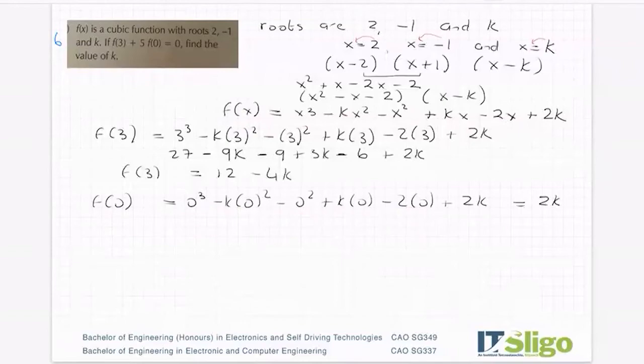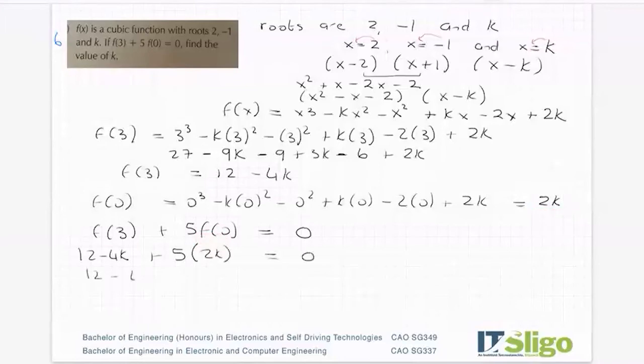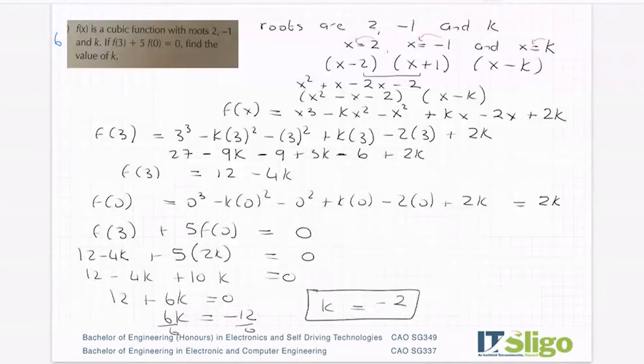Then take down what they gave you, which was f of 3 plus 5 times f of 0 is equal to 0. Instead of f of 3, put in your f of 3, which is 12 minus 4k, plus 5 times, instead of f of 0, put in your f of 0, 2k equals 0. So I have 12 minus 4k plus 10k equals 0. 12 plus 6k equals 0. 6k is equal to minus 12. Divide across by 6, and I'm getting k being equal to minus 2.